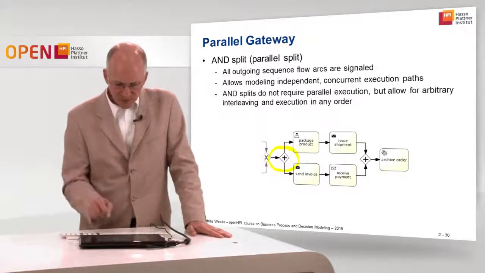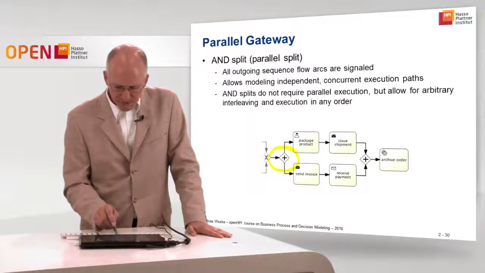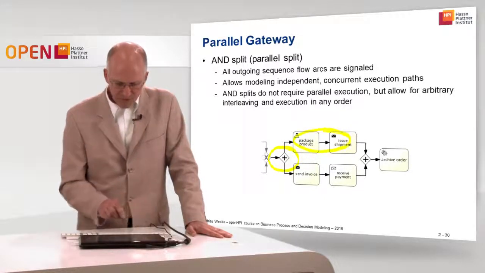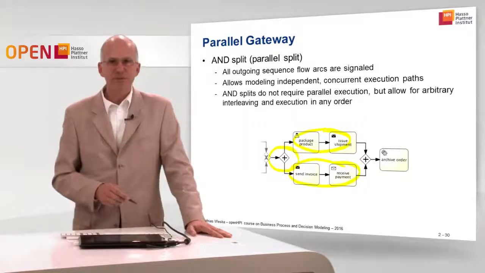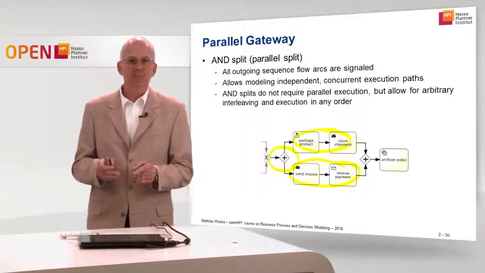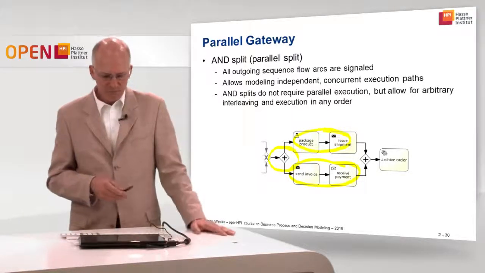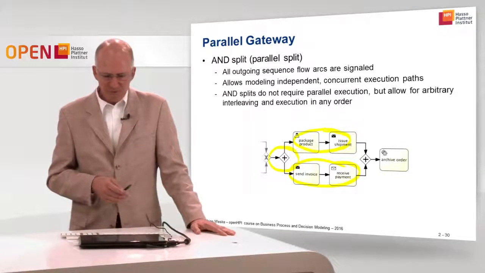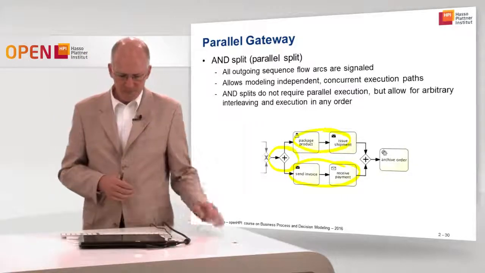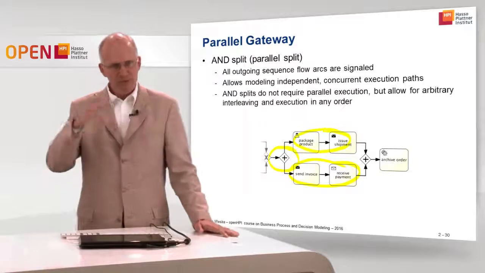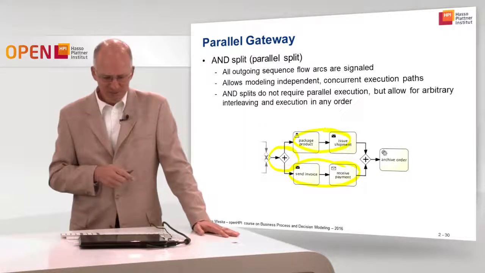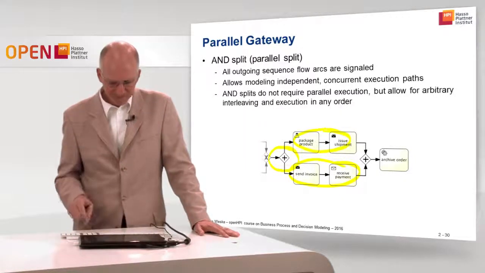However, we need to make sure that the shipment is issued only after the product is packaged, and the payment, of course, can only be received after the invoice has been sent. So we need to make sure that these constraints are fulfilled. But other than that, the upper part and the lower part of this AND split can be executed independently from each other.